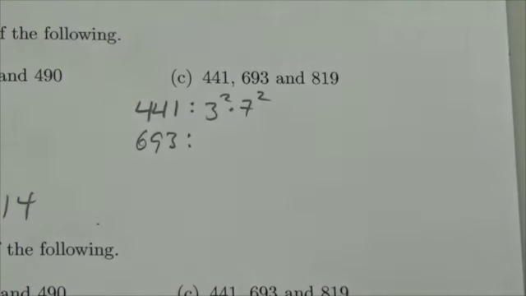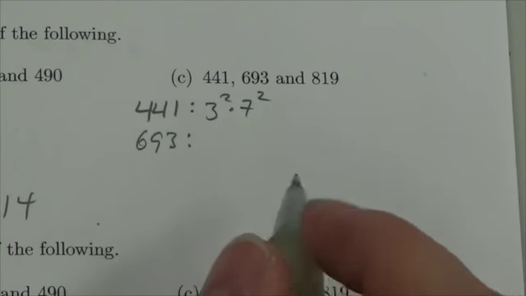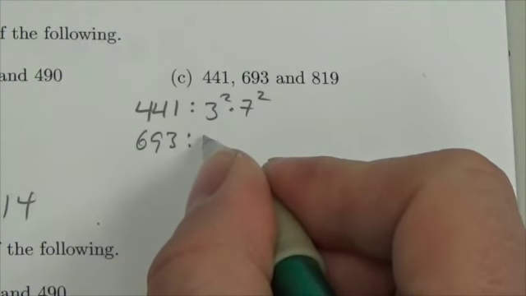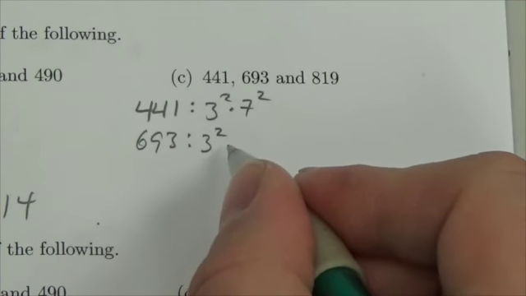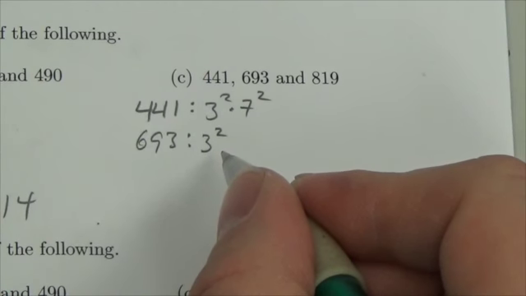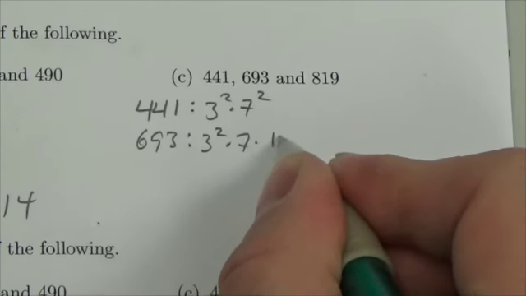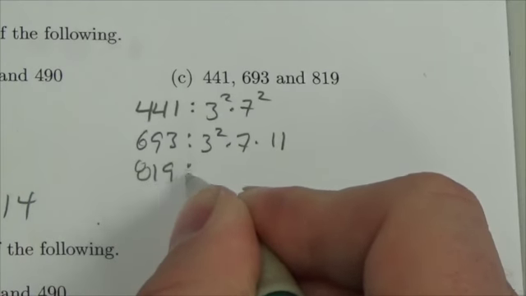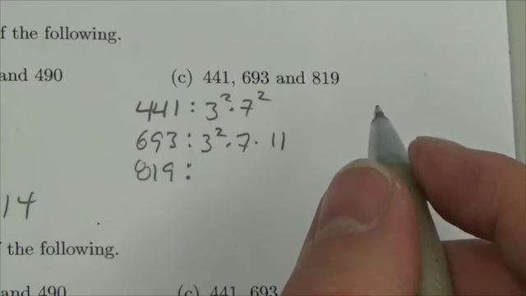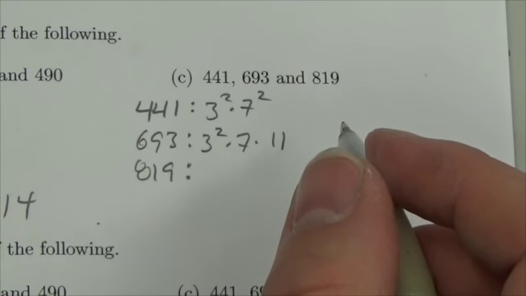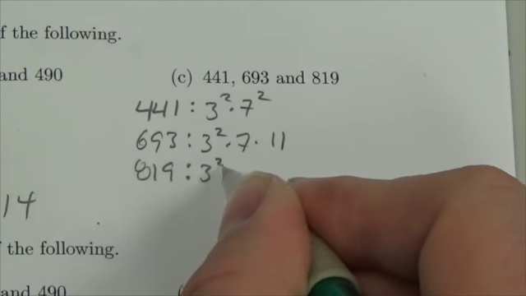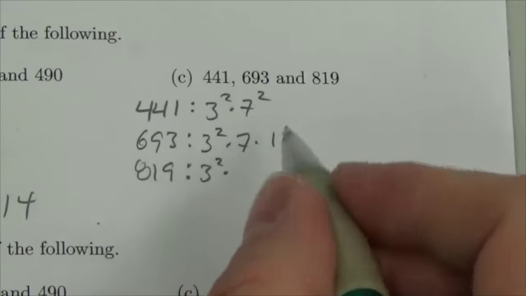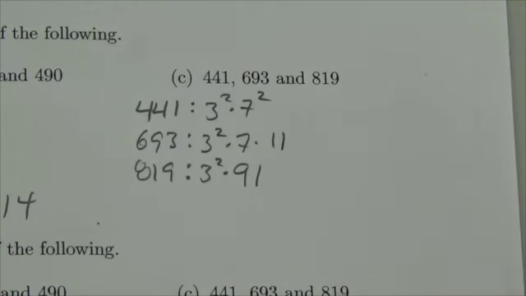693, this one is also not divisible by 2, but it will be divisible by 3. 693 divided by 3, divided by 3. So there's 2 3s in there, and then I'm left with a 77. So once I took the 9 out, I got a 77 out of that, and so that's going to be just 7 times 11. And then 819, okay, that is also going to be divisible by 3, and that one is going to be divisible by 3, so it's going to be 3 squared out of that. Then I'm left with 91, okay, 3 squared times 91.